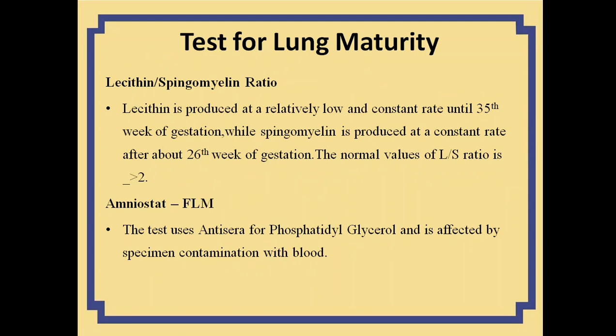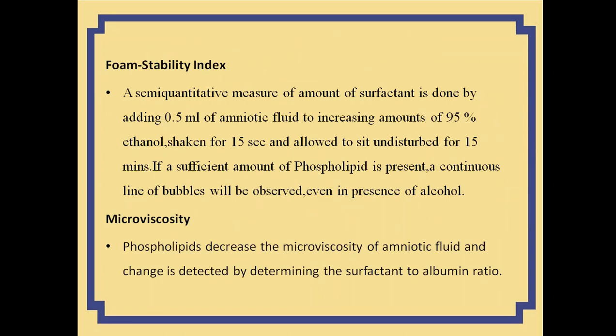Okay, so next is Amniostat FLM. The test uses antiserum for phosphatidylglycerol and is affected by specimen contamination with blood. Next test is the foam stability index. This test is mostly done to detect the presence of phospholipids. 0.5 ml of amniotic fluid is taken and added to increasing amounts of 95% ethanol. It's shaken for 15 seconds, and then allowed to sit undisturbed for 15 minutes. If a phospholipid layer is formed, it determines that phospholipid is present even in the presence of alcohol. So it confirms the foam stability index.